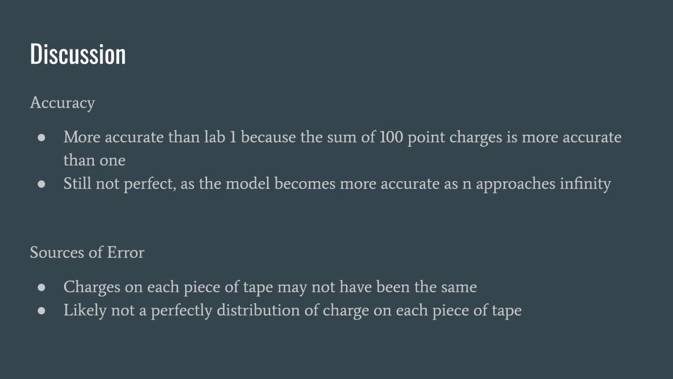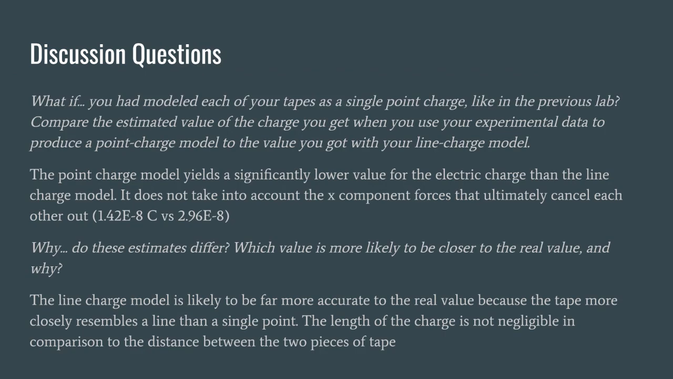For the discussion, this method is more accurate than lab number one because the sum of 100 point charges is more accurate than one. It's still not perfect, because the model can be improved if you just increase n. Some sources of error: the charge of each piece of tape might not be the same, and there's likely not a perfect distribution of charges. That's a very idealistic scenario.